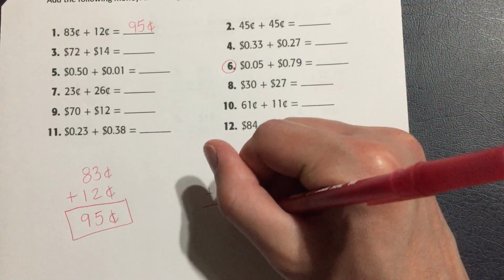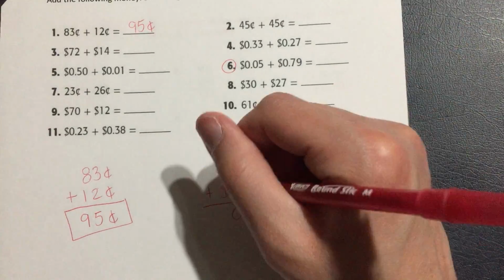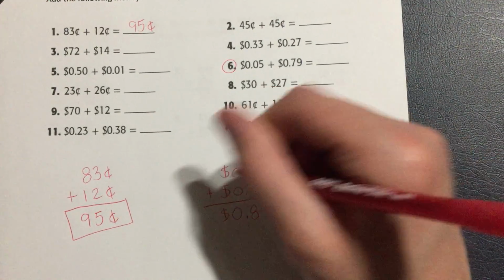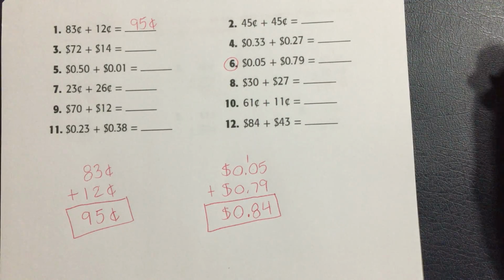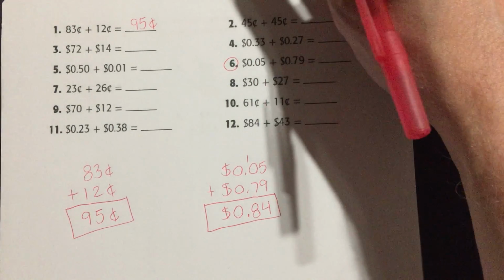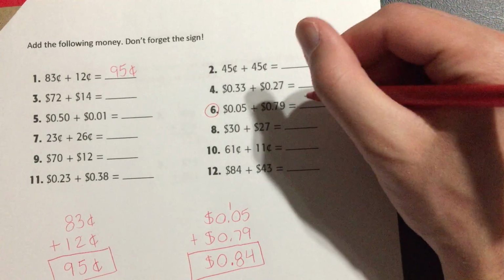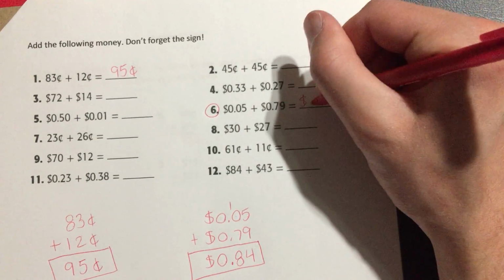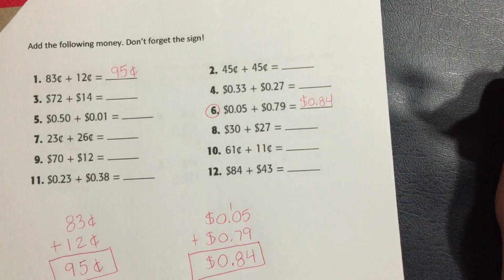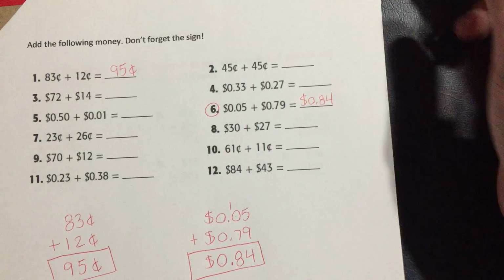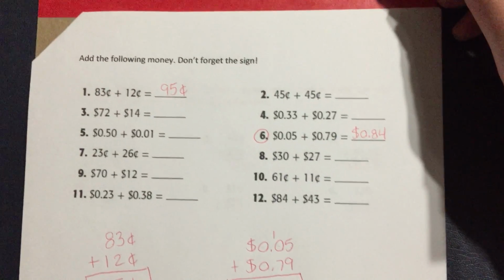And 0 plus 0 is 0. That does not change. And the dollar sign, that just comes down where it was before as well. Okay, so that does not change. So our answer for number 6 would be 84 cents. We got a dollar sign, 0.84. Wonderful. Wonderful, wonderful, wonderful.